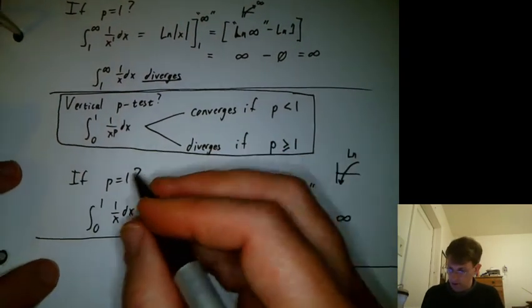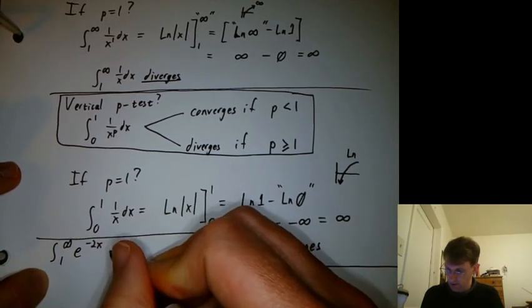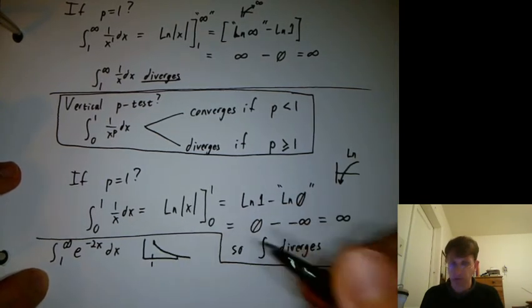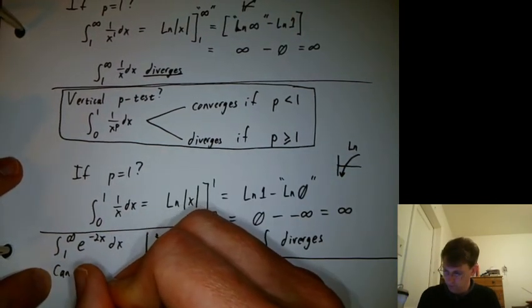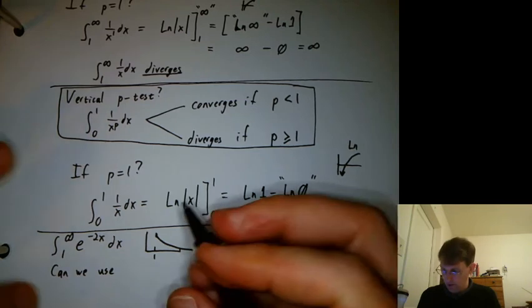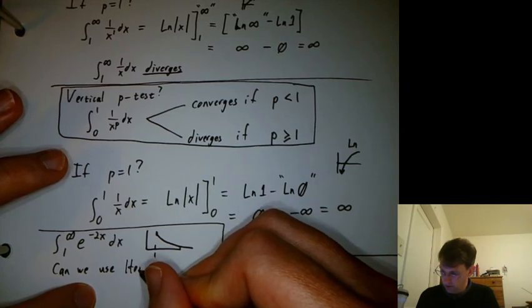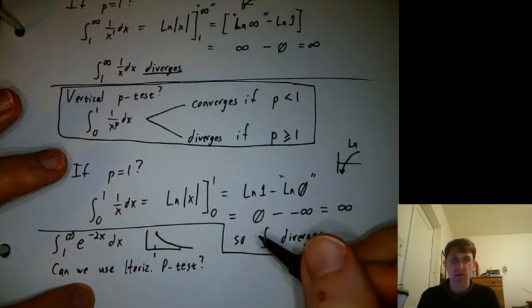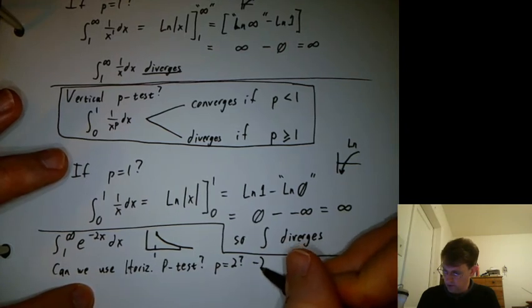Let's sneak in one more quick question. How about the integral from 1 to infinity of e to the negative 2x dx? If you graph that, it looks like that. So can we use a p-test on that? Which p-test would it be, and can we actually use it? It would be the horizontal p-test because we're integrating to infinity. What would you say p would be there? P equals 2, negative 2?